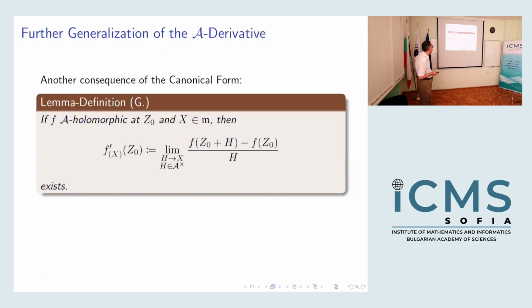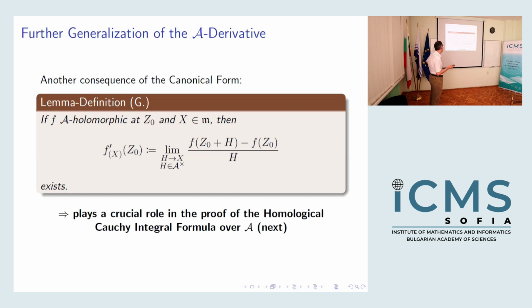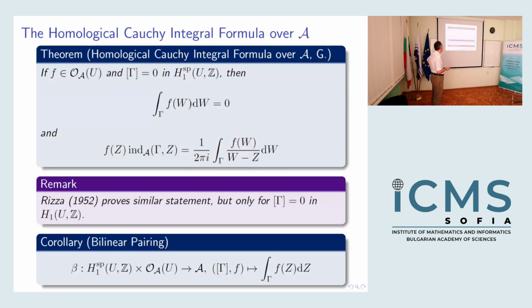Another consequence of the canonical form is, if you look at the definition of ahomorphic functions, and the structure of the algebra, of course, in these algebras, we have non-invertible elements other than zero. So a natural question is, what happens if we let h go to zero to approximate another non-invertible element other than zero in this definition? And in fact, it turns out that this actually exists. Not only does it exist, but it's really crucial to prove the homological version of Cauchy's integral formula over A. And here it is.